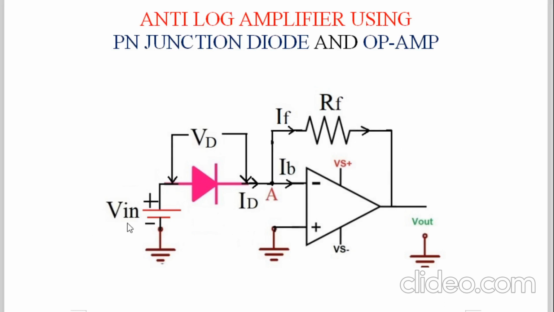So this will be our path: left hand side, then across the diode, then point A, and then towards the RF resistor, and then RF. Okay. Now here, let me tell you one simple logic.